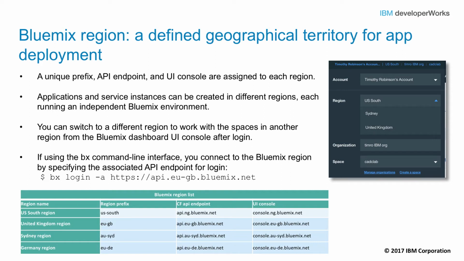If you're using the BX command line interface, you connect to the Bluemix region that you want to work with by using the BX API command and specifying the API endpoint for the region. The example here shows the command that would be used to connect to Bluemix Europe United Kingdom region. BX login -a https://api.eu-gb.bluemix.net. If you're using the Bluemix tools for Eclipse, you must connect to the Bluemix region that you want to work with by creating a Bluemix server and specifying the API endpoint for the region.